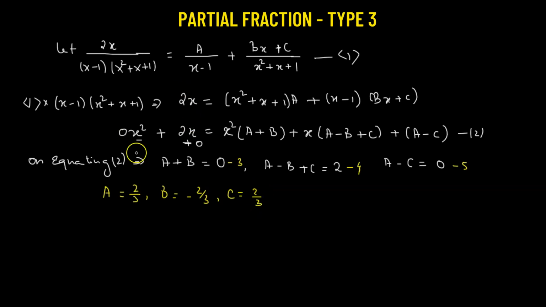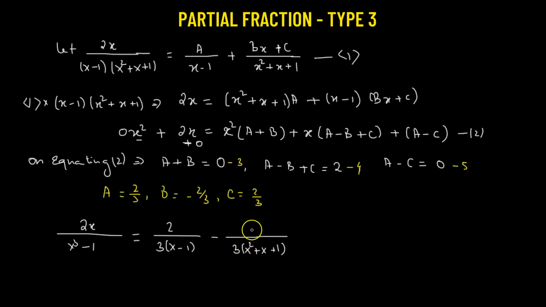Now that we have the values of a, b, and c, we'll substitute them back into equation number 1. So here we have 2x over x cubed minus 1, since instead of writing x minus 1 times x squared plus x plus 1, we can simply rewrite it as x cubed minus 1. Here a is 2 over 3 times x minus 1. Then we have b, which is negative 2/3 of x, so we can take it as 3 times x squared plus x plus 1. In the numerator we have 2x minus 2 times x minus 1. So this is going to be the required partial fraction.